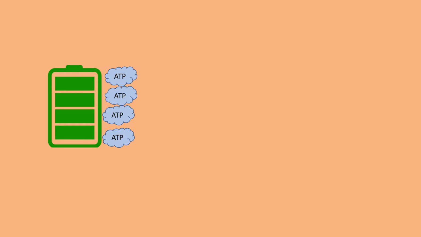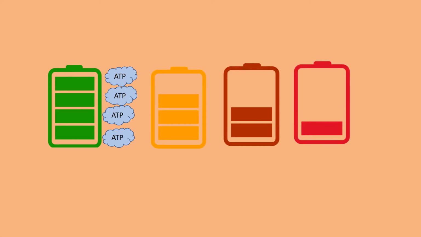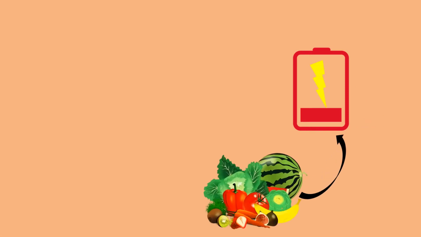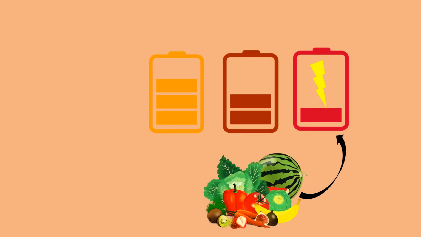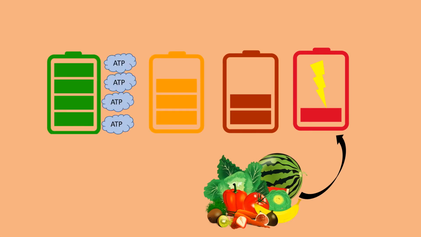You use the battery, or ATP, to provide energy for something. The battery drains down and the ATP breaks down. So, you recharge the battery, and you eat food to recharge ATP. And that is the basics of the structure and function of ATP, or adenosine triphosphate.